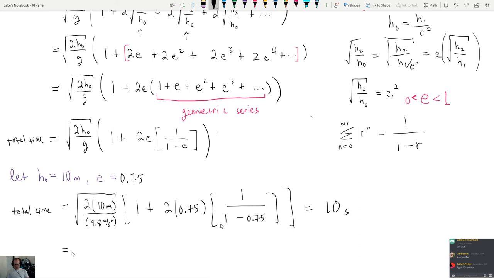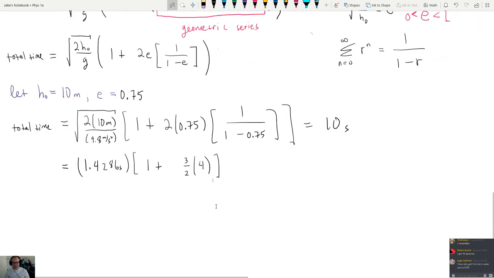We can kind of see how that worked out. The first part here was 1.4286 seconds. That's what you get on the first part. And you're multiplying by 1 plus 2 times 3 quarters, which would be 6 over 4, right? Or 3 over 2? Yeah, 3 over 2. And you're multiplying by 1 over 1 minus 0.75. 1 minus 0.75 would be 0.25, which is a quarter, and you're taking the inverse of it, right? So 12 over 2 is basically 7, right? So the entire inside here ends up just being 7, multiplied by that, and you get 10 seconds.